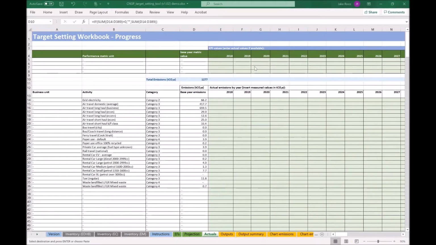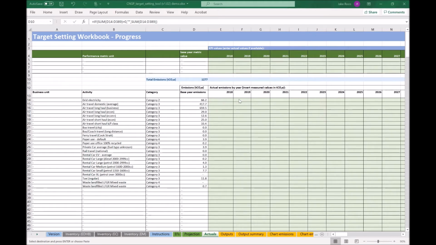Now I'm going to show you the Actuals tab. This is where you enter actual performance, actual emissions inventory results in future years. So this is probably after you've done your target setting. You come back to the spreadsheet and want to track progress against that original projection. This is where you put the results in. Now you can see in column D here, the base year emissions have already been pulled across from the worksheet projection.